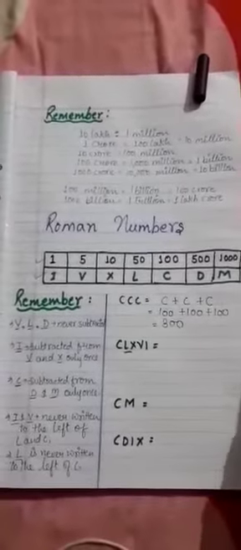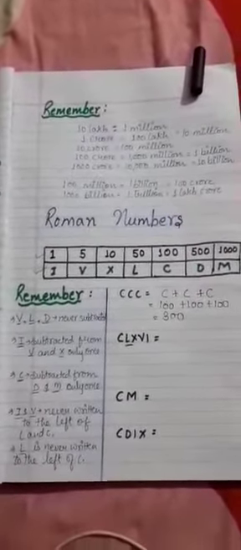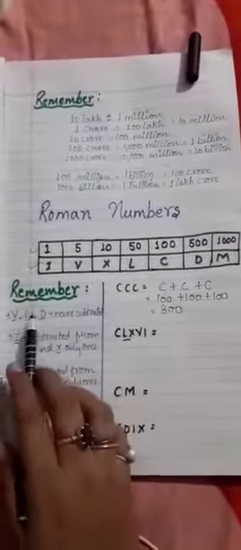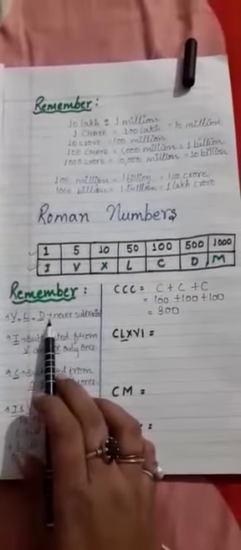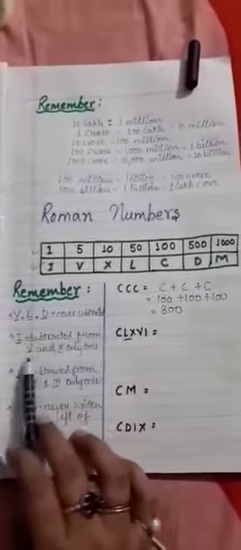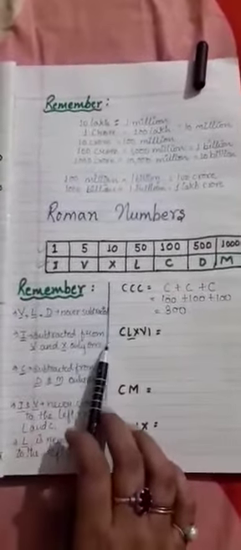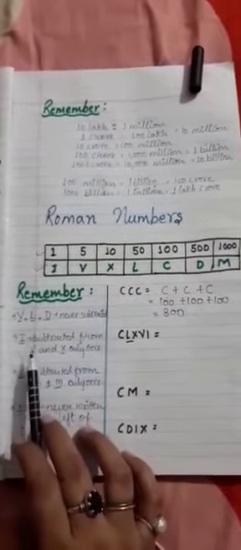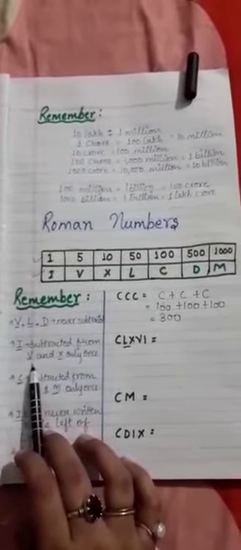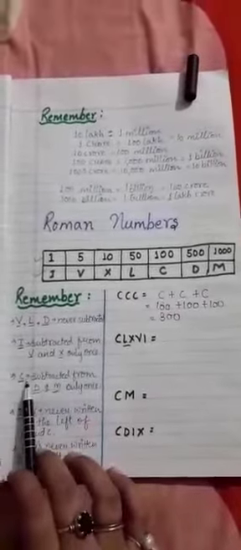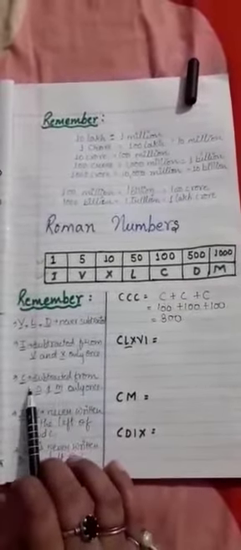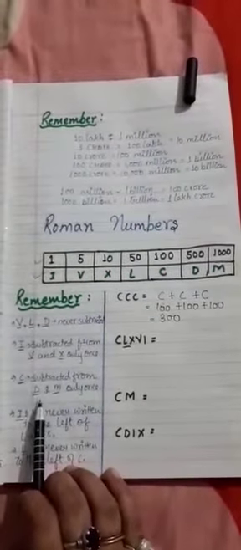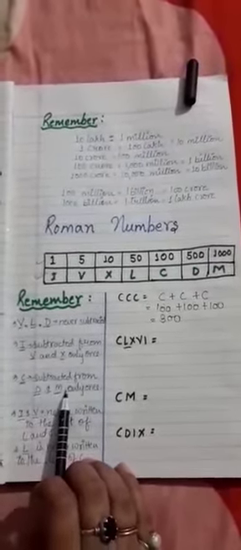Now here are some points to be remembered. V, L, D are never subtracted. That means 5, 50 and 500 you cannot subtract at any time. I is subtracted from V and X only once. That means you can subtract 1 only one time from 5 and 10. C is subtracted from D and M only once. Same as before, you can subtract 100 only one time from 500 and 1000.